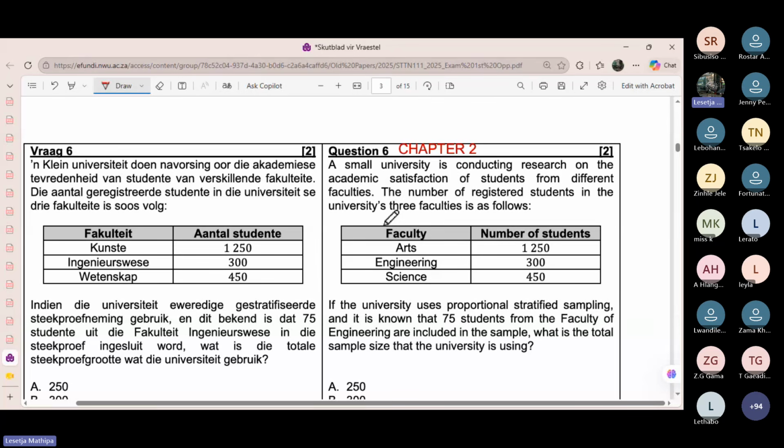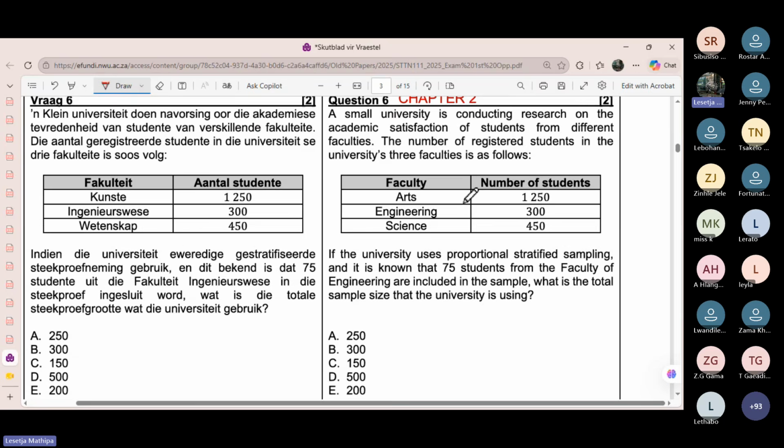It says that a small university is conducting research on the academic satisfaction of the students from different faculties. So it means that we are dealing with different faculties: arts, engineering, and science. Under those faculties, we have the number of students. Looking at the question, we can see that we are dealing with proportional stratified random sampling. They give you a hint by saying that it uses a proportional stratified random sampling.